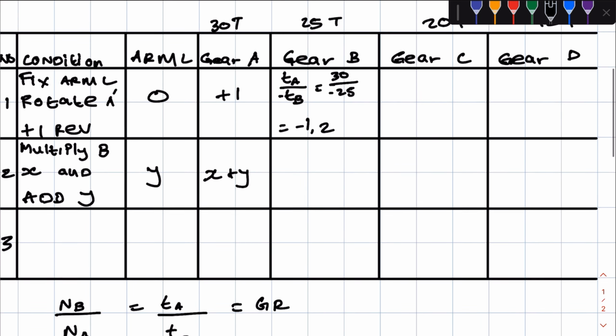They just wanted us to calculate NA, NB, and NC, so we have calculated all our rotational frequencies. That's how you solve a very basic epicyclic gear system.